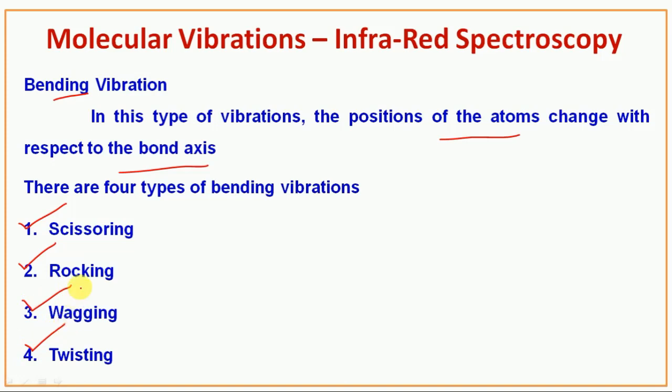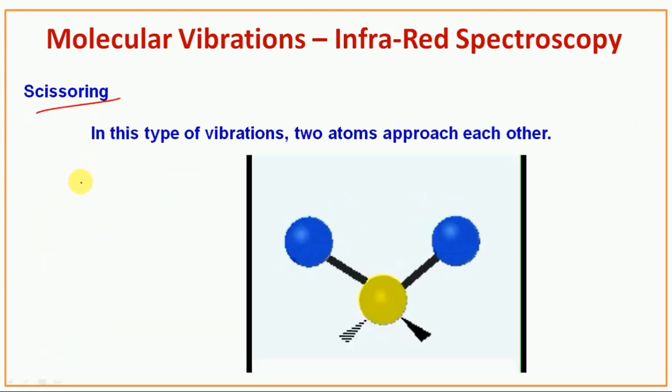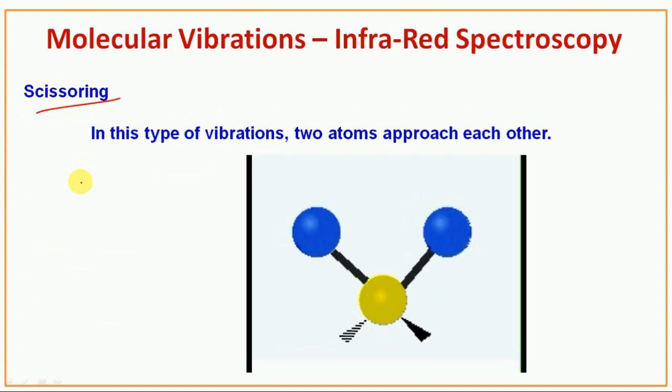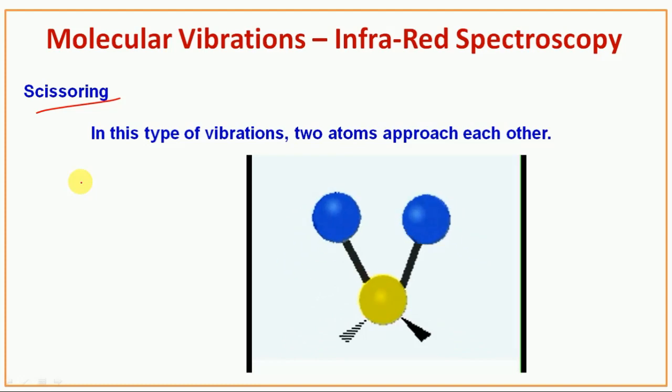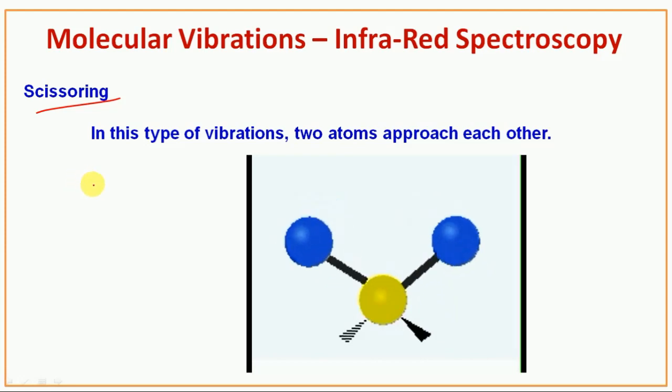Now one by one we will discuss. The first one, what is that? Scissoring bending vibration. In this type of vibration, two atoms approach each other, either up or down. So two atoms approach each other.